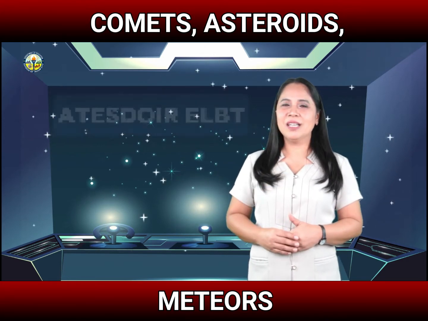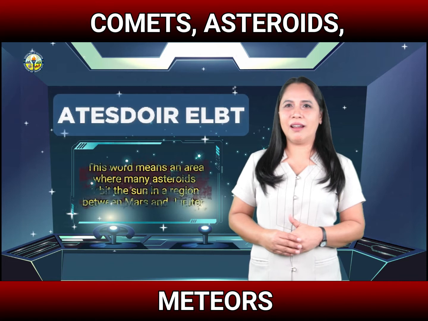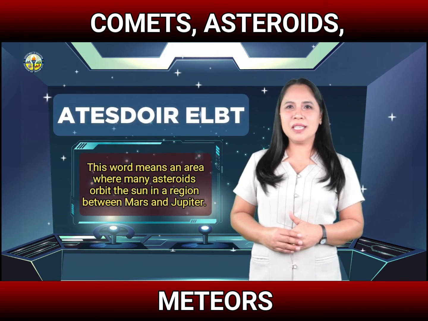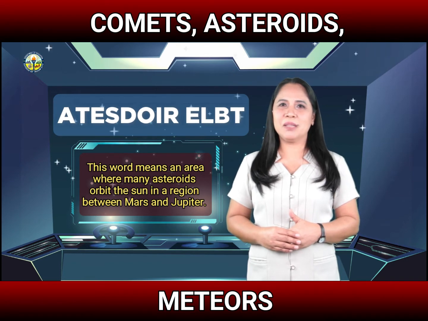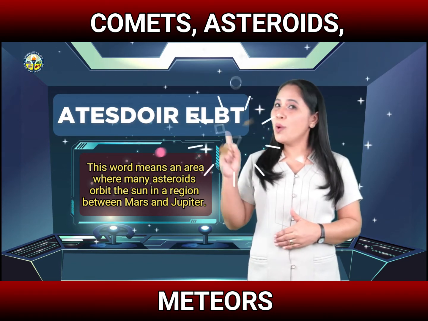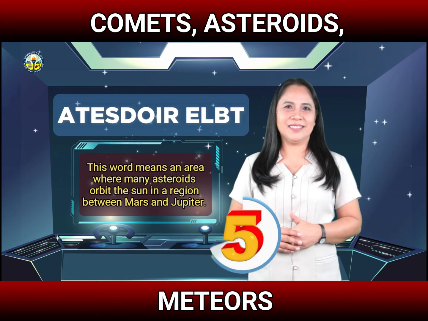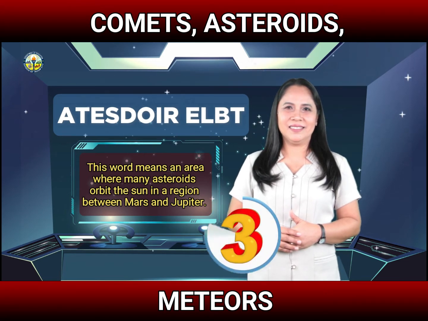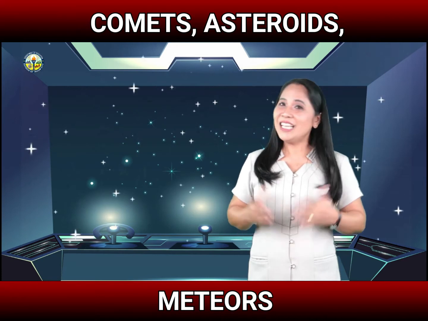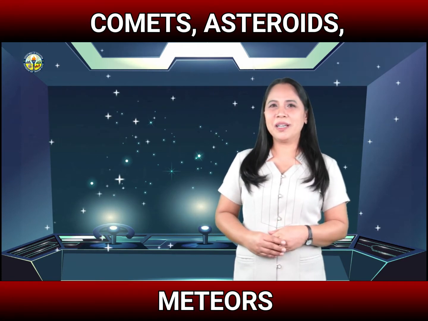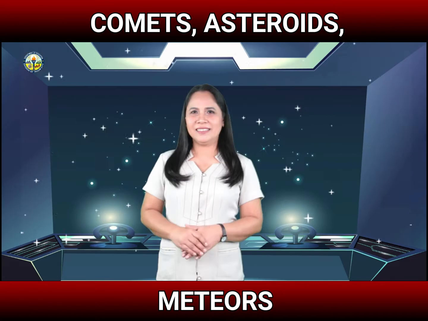Number 5. The jumbled letters are... This word means an area where many asteroids orbit the Sun in a region between Mars and Jupiter. What is the correct word? Incredible! The correct word is asteroid belt.